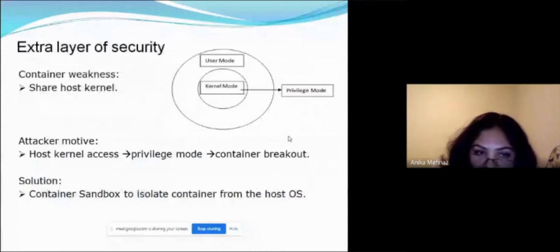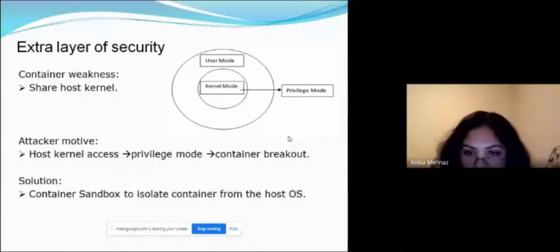A sandbox is like an extra layer of security. The need for it derives from the fact that containers share host kernels. That's one of the biggest weaknesses of containers. If an attacker somehow gets access to the host kernel, they get into privileged mode, and that can lead to a container breakout. So the solution is to provide a more secure container, by container sandboxing, to isolate containers from the host operating system as much as possible.